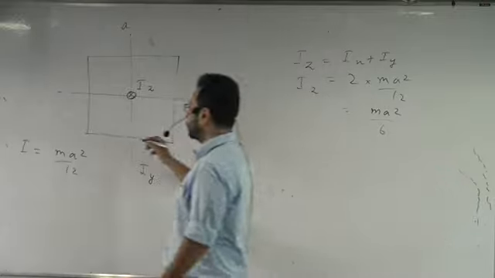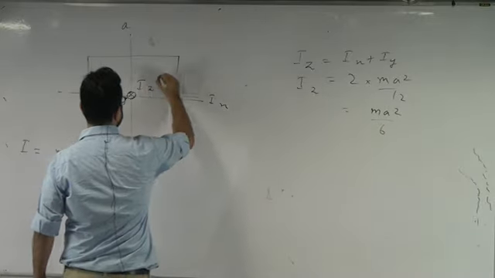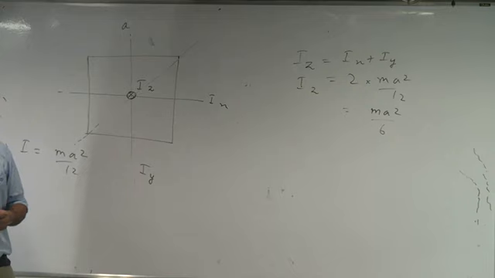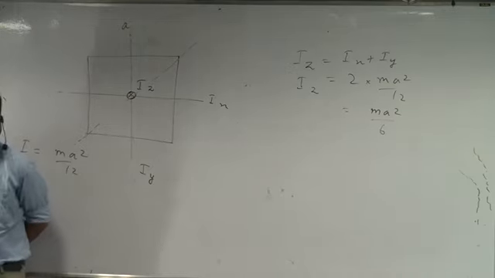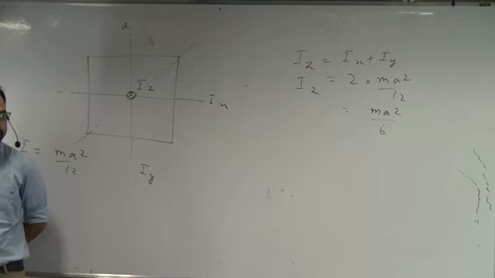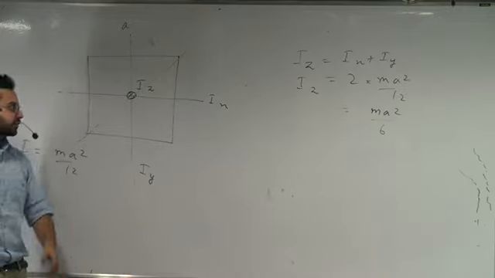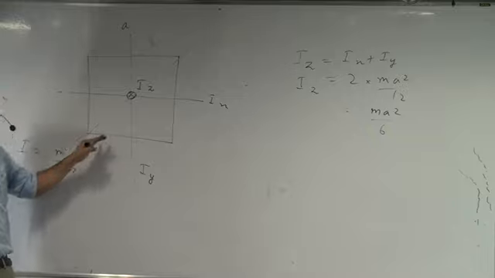Now if I ask you to find the moment of inertia about the diagonal, can you find that out? ma square by 12 रहेगा. कैसे ma square by 12 रहेगा? Correct, correct. ठीक है. Now listen.